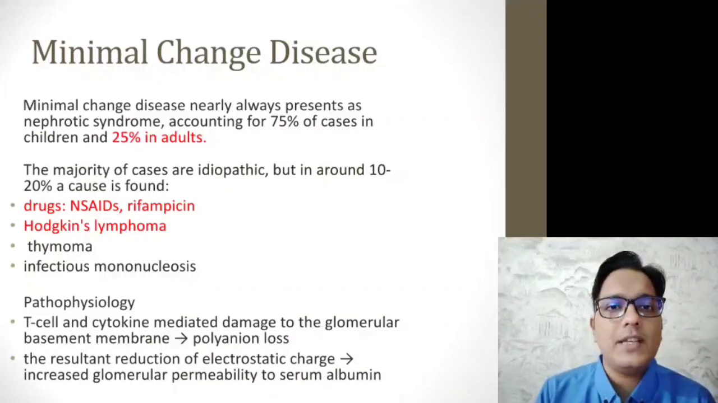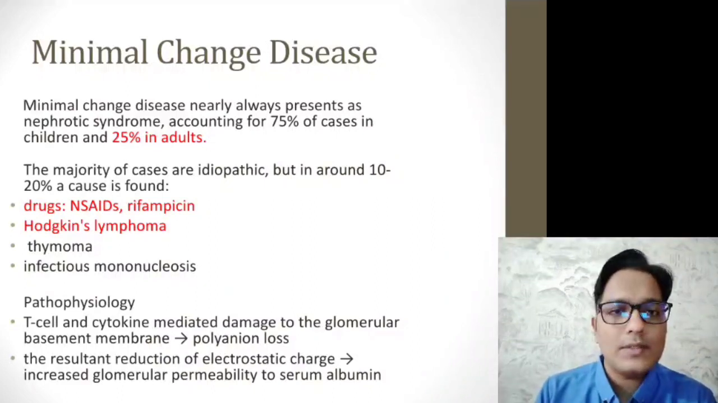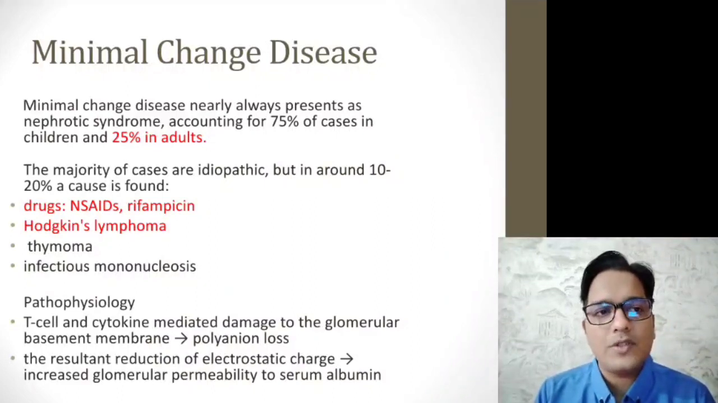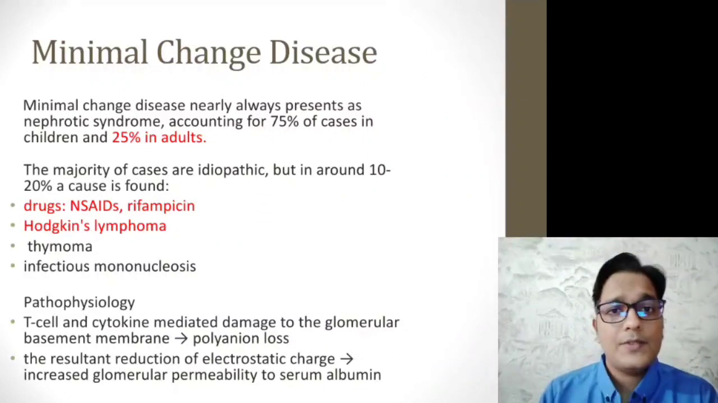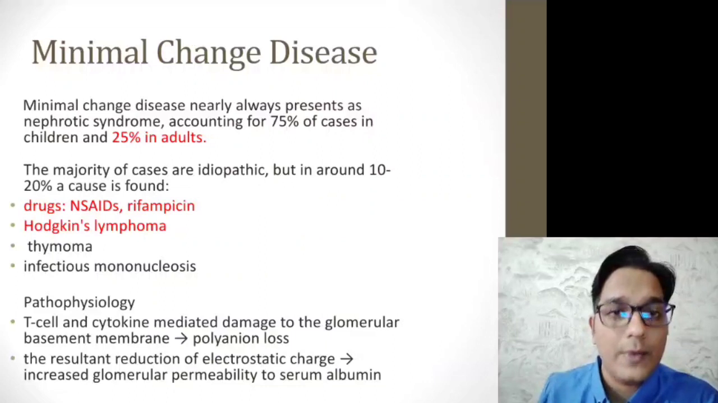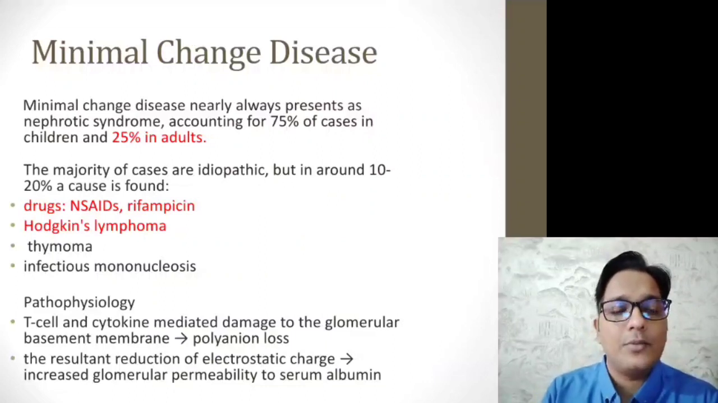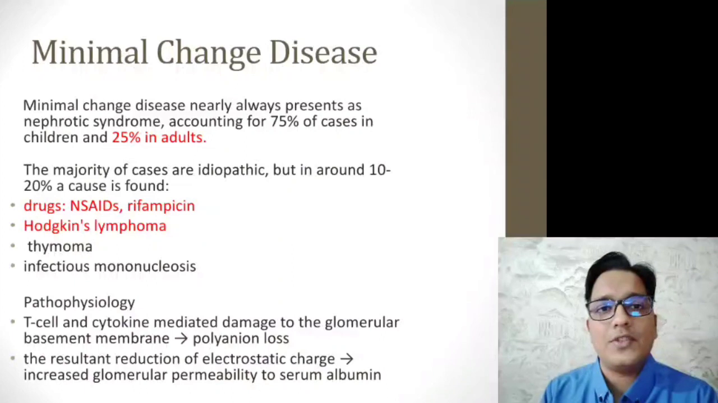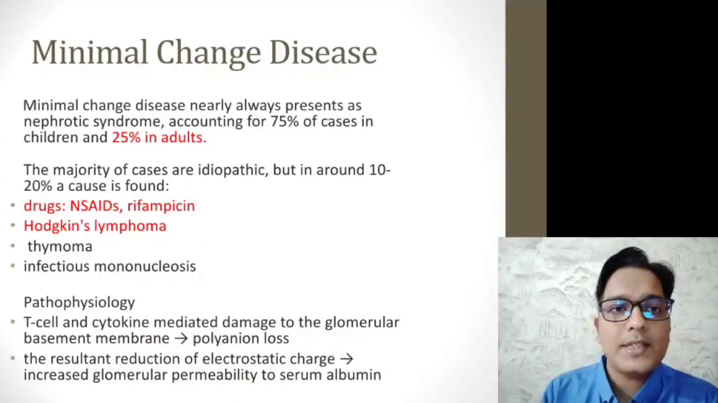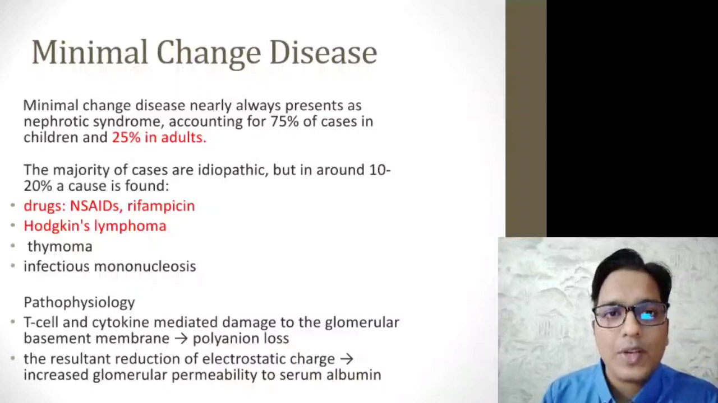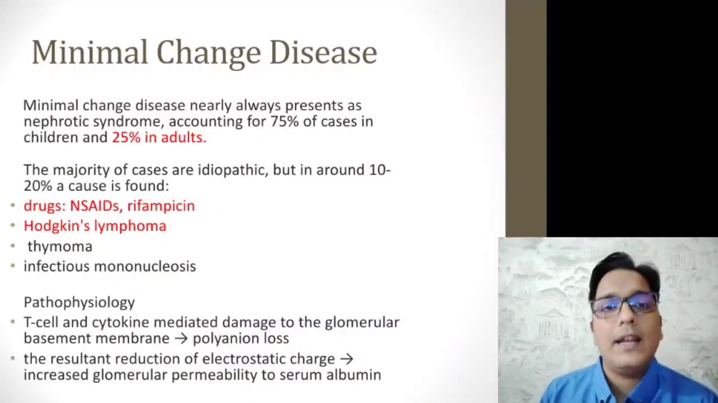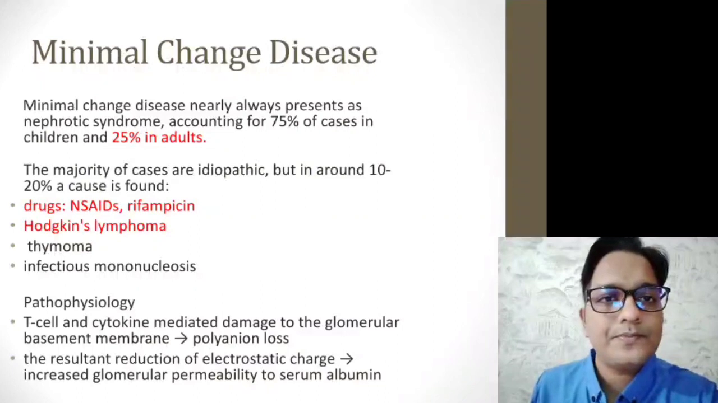So there is minimal change, and mostly idiopathic, but there are sometimes some causes found, and these are very important because sometimes MCQ questions can come. There are drugs like NSAIDs, rifampicin, and lymphoma can cause this minimal change disease. So it is very important. And the number one thing we need to know, I have marked red, that 25% in adults. So minimal change disease, as we know, is a disease of the children. So 75% cases may be in the children, but 25% cases may come in the adults. So it is very important.